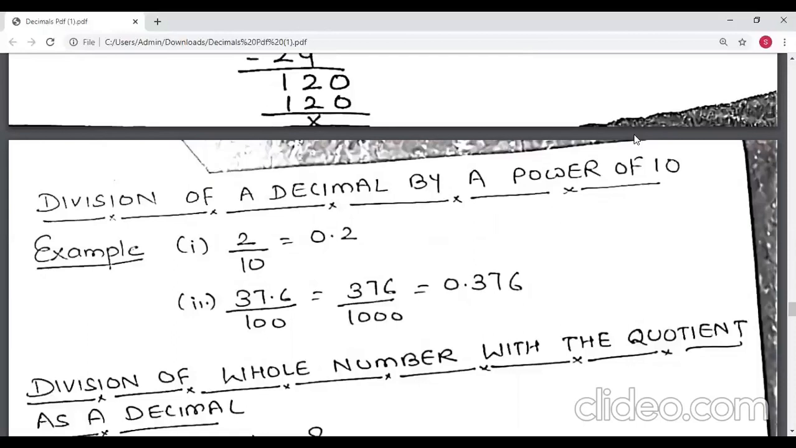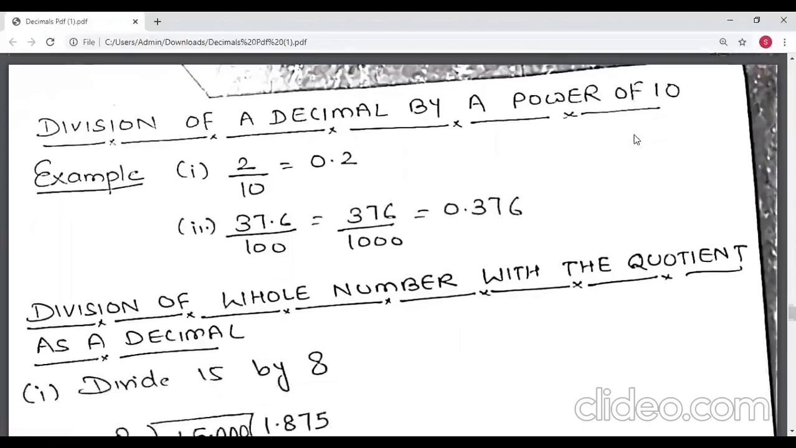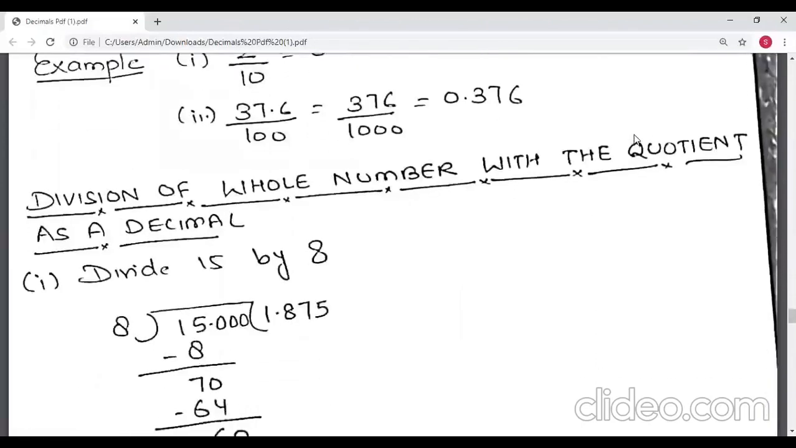Second one is 37.6 upon 100. Here 37.6 has one decimal place. So what we will do? We'll remove the decimal from there and increase one more zero in the denominator. You will get the number as 376 upon 1000. Now we have 3 zeros in the denominator. So the number will be written as 0.376.